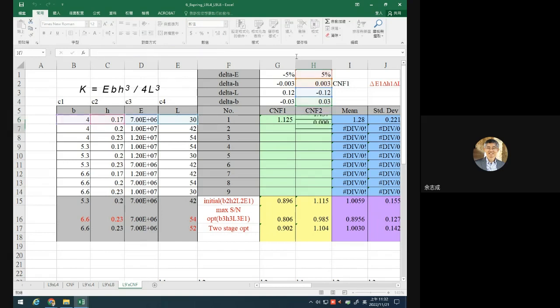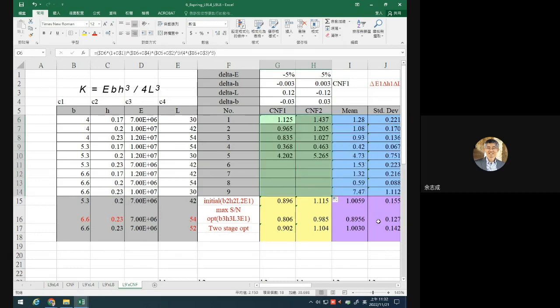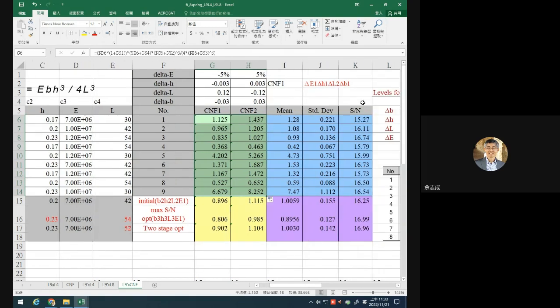Once you finish that, you will be able to copy the equation downward and get, if I just modify the table, the mean, standard deviation, and also SN ratio directly. Right, let's double check again. Yeah, correct. This is the compound noise factor applied to the L9 outer array.